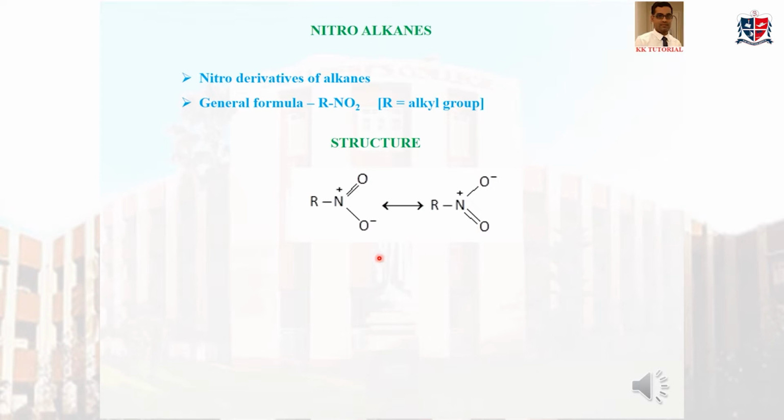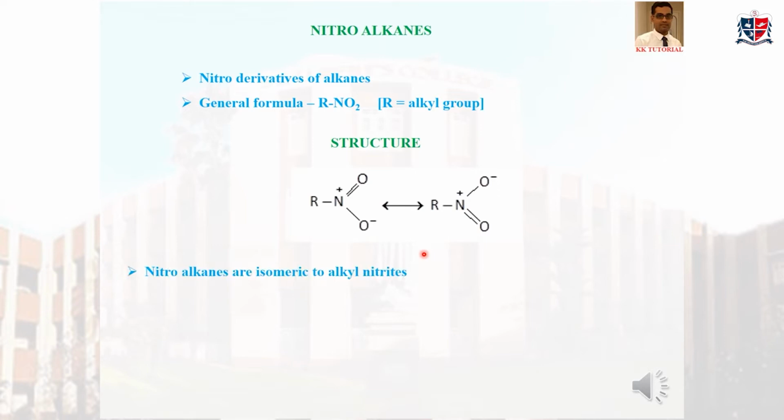And this is quite evident from the fact that the two NO bonds in nitroalkanes are equivalent. They have a bond length of 122 picometer. So this is a proof for the existence of resonance between these two structures.